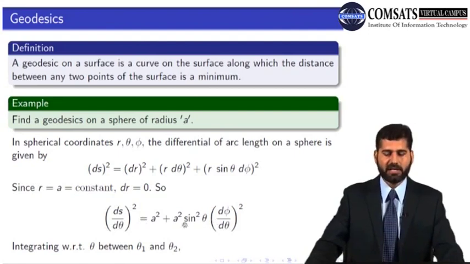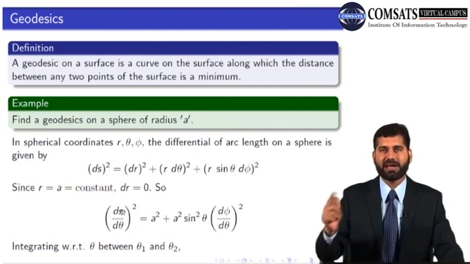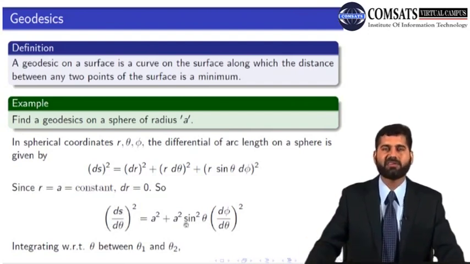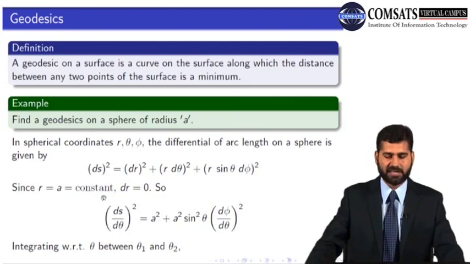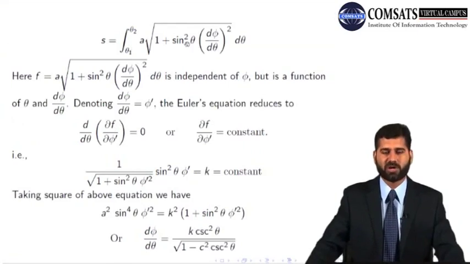All right. Now here I need to find s. So what I can do is integrate it from theta 1 to theta 2. Before integrating, I need to take the square root, because I don't need this square here. Right? So take the square root and integrate from theta 1 to theta 2. You will get this one. The square root of a comes outside: 1 plus sine square theta d phi by d theta square, square root, d theta. All right. Here f is equal to a times the square root of 1 plus sine square theta d phi by d theta square.